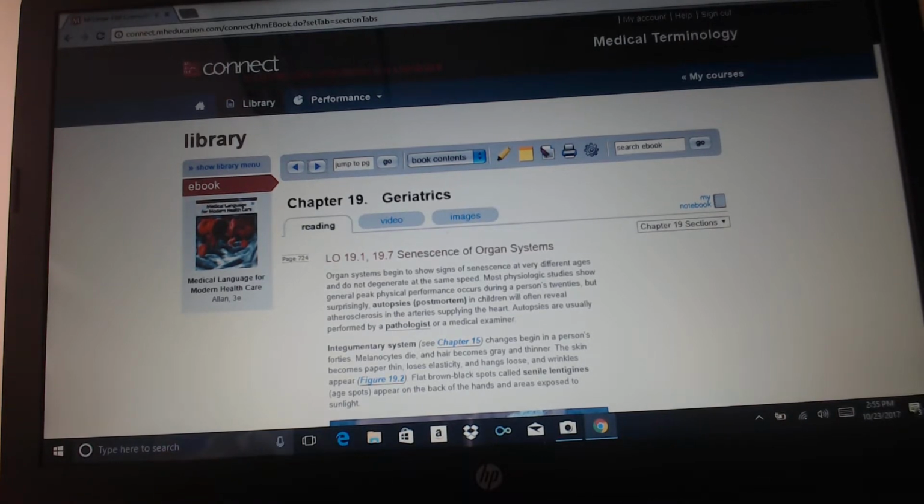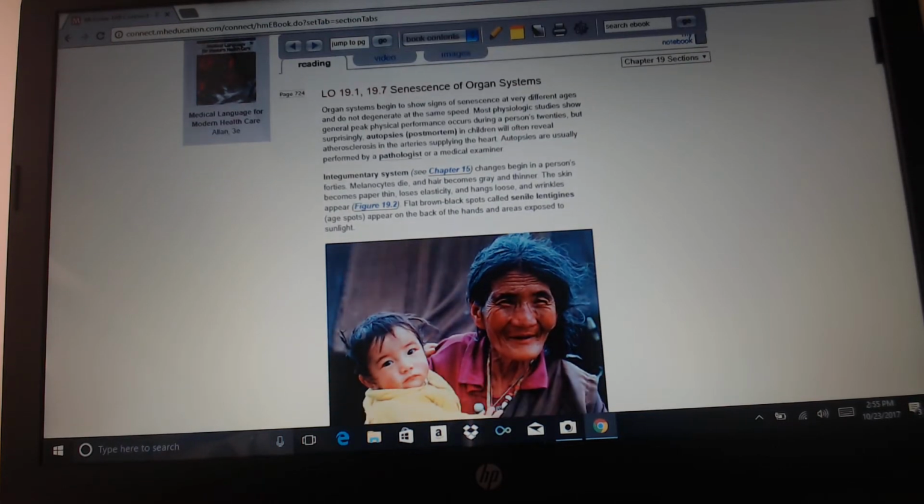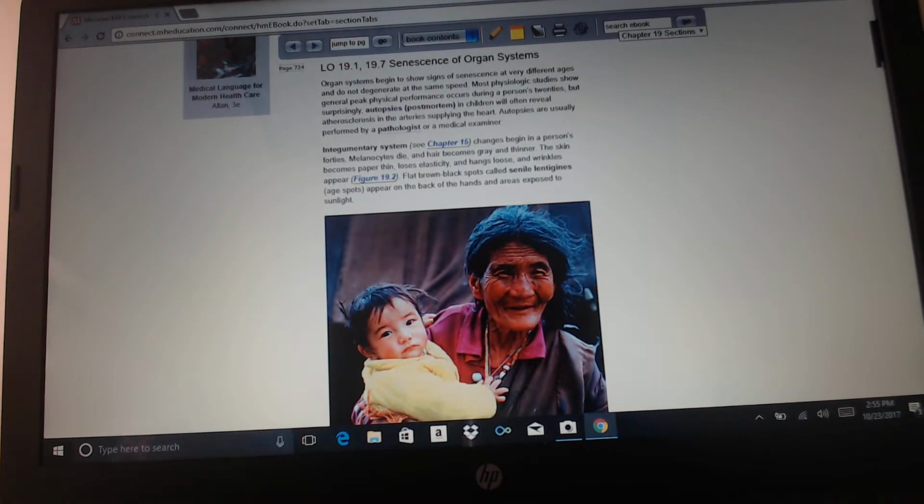Senescence of organ systems. Organ systems begin to show signs of senescence at very different ages and do not degenerate at the same time. Most physiologic studies show general peak physical performance occurring during a person's 20s, but surprisingly, autopsies postmortem in children will often reveal atherosclerosis in the artery supplying the heart. Autopsies are usually performed by a pathologist or a medical examiner.